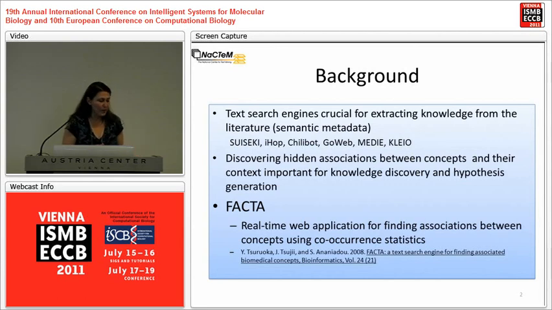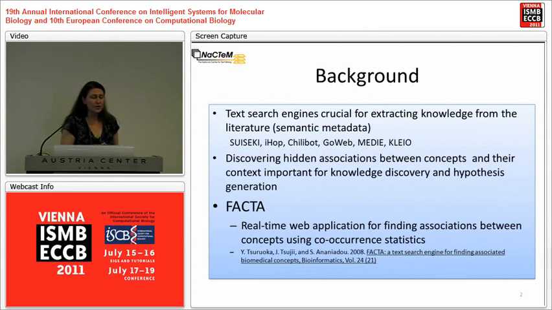So as we know, text search engines are quite important for extracting knowledge from literature. And by that we mean extracting semantic metadata, different types of semantic metadata like named entities, or in this case facts or events, which produce different types of search systems. I mentioned certain systems there that already exist in the domain.